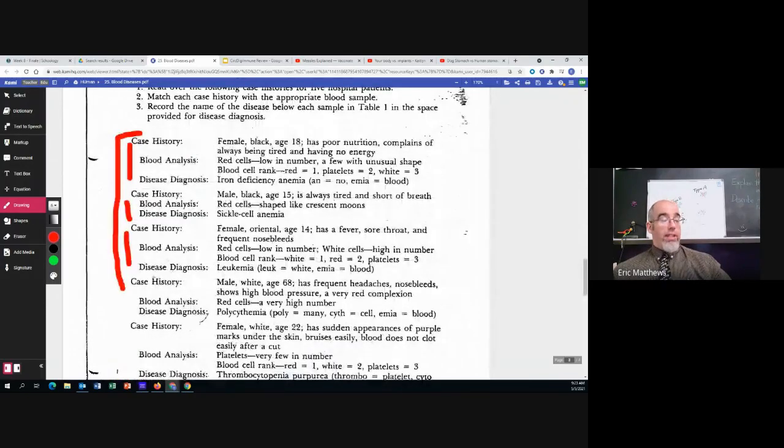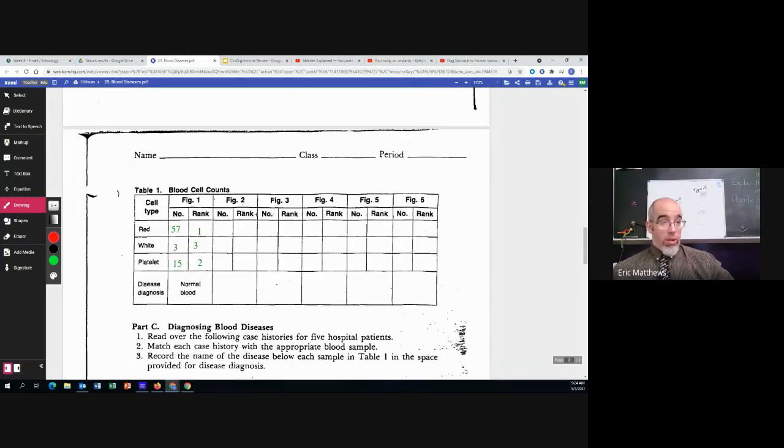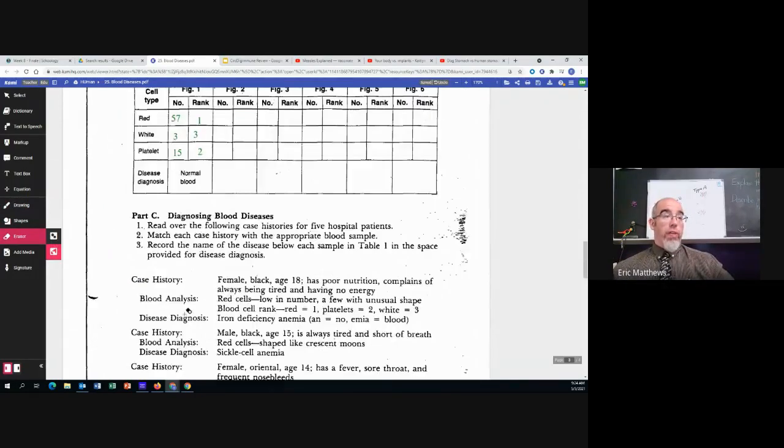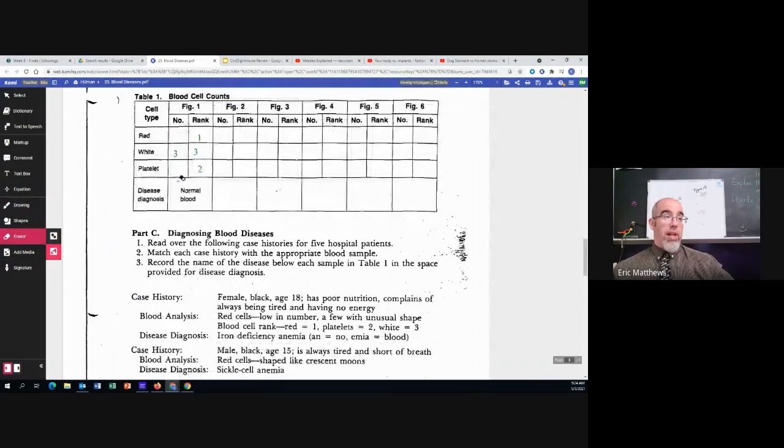If we take a look at something like the third disease right here, leukemia, red cells are low in number, white cells are high in number. The blood cell rank will have white blood cells as your number 1, red blood cells as your number 2, and platelets as your number 3. So then we're going to come up here and look at the ranking for each one to see which one matches. It's not challenging. Each one is only used once, so you can effectively use the process of elimination for it.